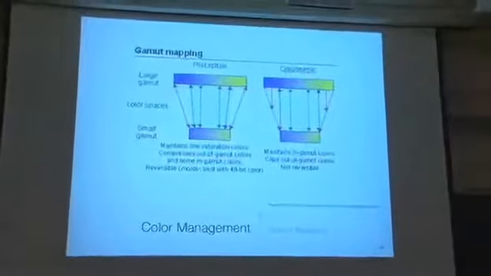Now, as you can imagine, and as you saw, we have a variety of color spaces for us to work with. And sometimes we have to convert from one color space to another. And so this is a process that's called gamut mapping. And there's two major ways of being able to do this.